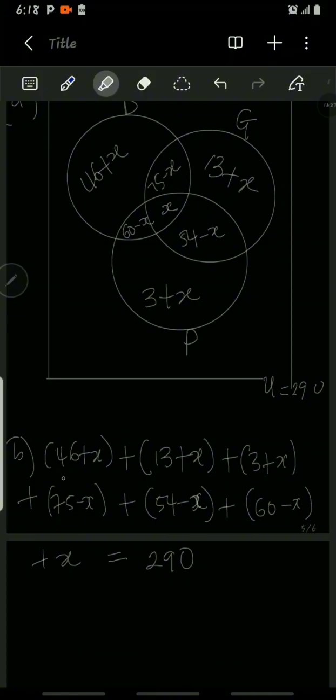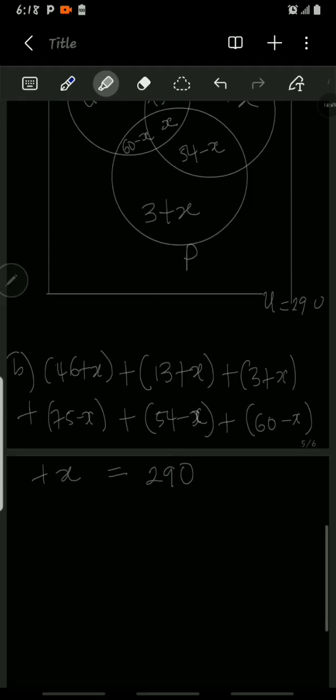So let's add. When you add 46 plus 13 plus 3 plus 75 plus 54 plus 60, that should give you 251. If you have your calculator there, you can punch it as well. 46 plus 13 plus 3 plus 75, I'm adding the whole numbers there, and plus 54 and then plus 60, that's going to give you 251.